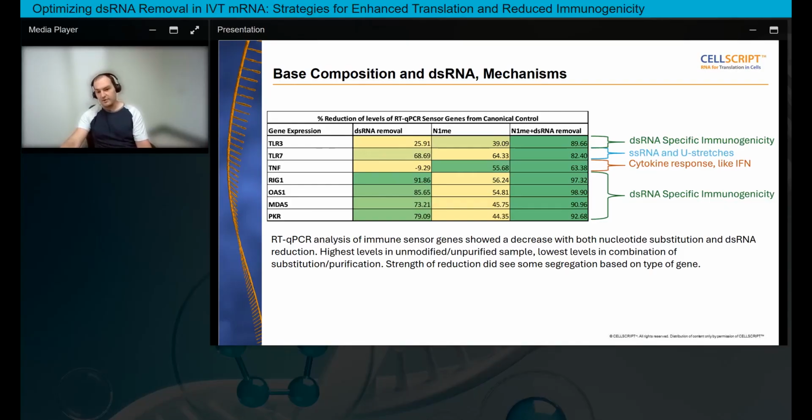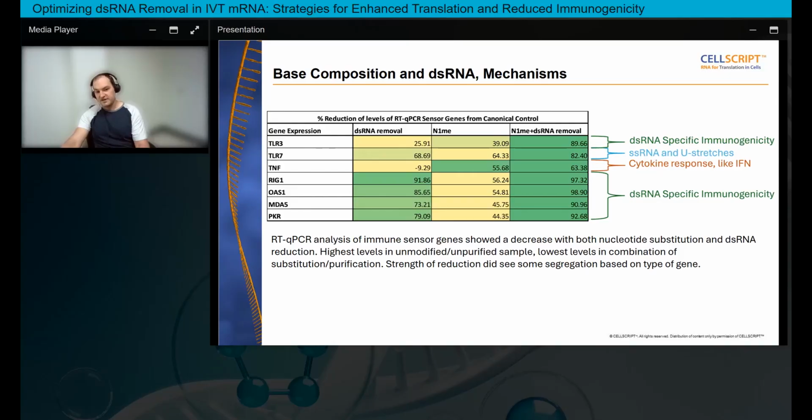As opposed to N1-methyl pseudo-UTP, which has a more broad reduction in immunogenicity, which I think is why N1-methyl pseudo-UTP was so attractive in the first place. It just helped reduce immunogenicity, but it doesn't help nearly as much with dsRNA specific immunogenicity genes usually. When you combine both of them together, you get a really huge difference.